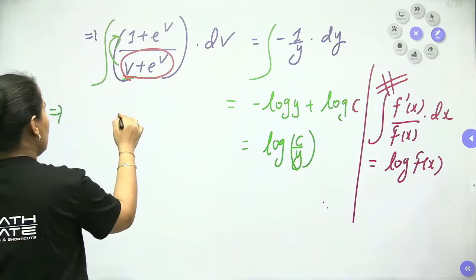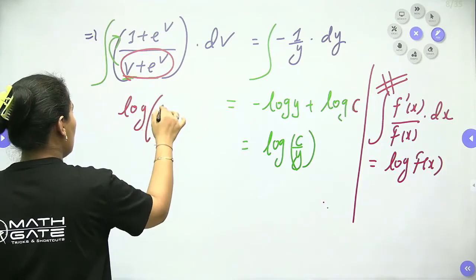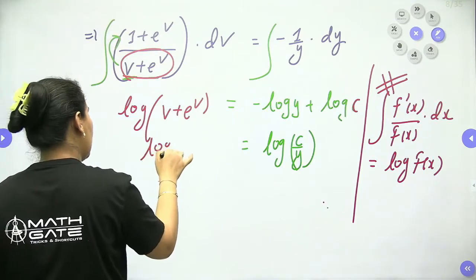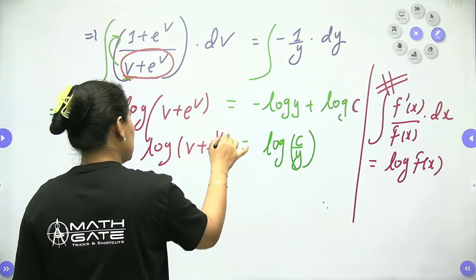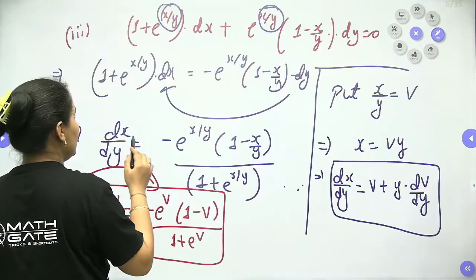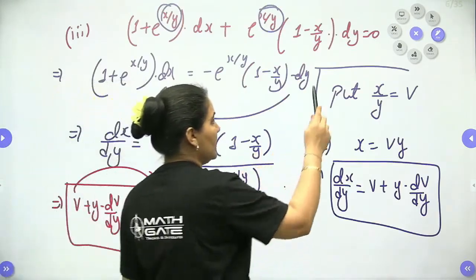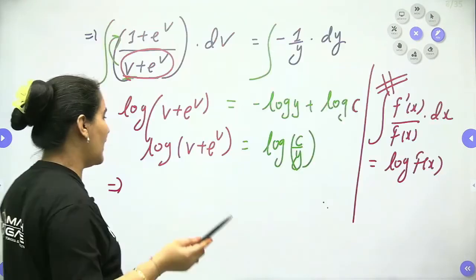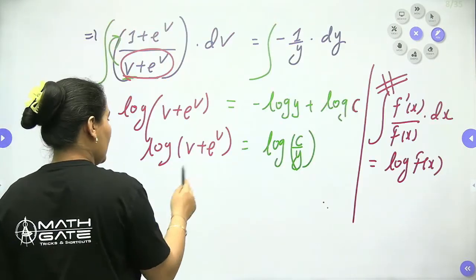Okay, so now it will become log of v plus e power v only. More and more we can write directly v plus e power v, and log and log will be cancelled out. What did we substitute in the place of v? We substituted v equals x by y. Now we can go back to x by y. So log and log will be cancelled out.